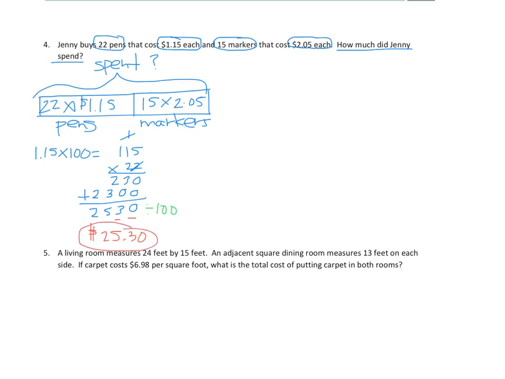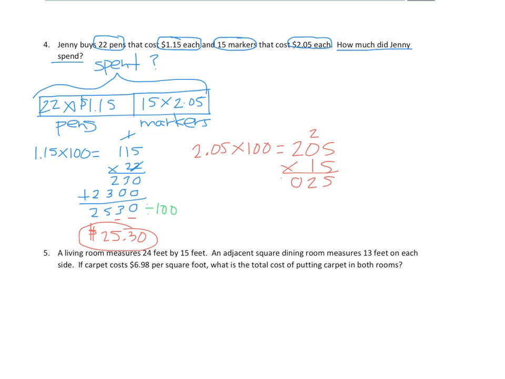Well, let's go do the markers. Let's get rid of that decimal in $2.05 and say let's multiply it by 100, which would then move the decimal all the way behind the 5 for 205. And let's multiply that by 15, and let's do the multiplication. 5 times 5 is 25. 5 times 0 is 0. 0 plus 2 is 2. And then 5 times 2 is 10.